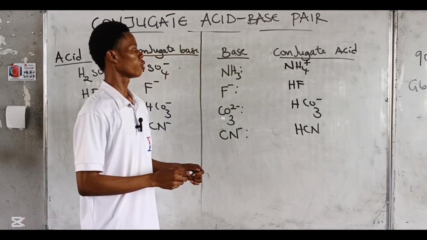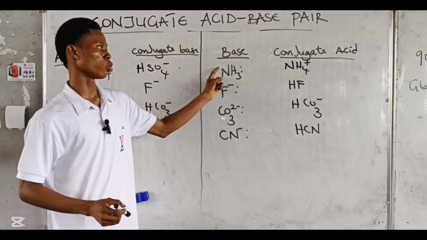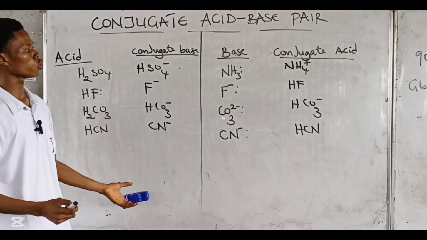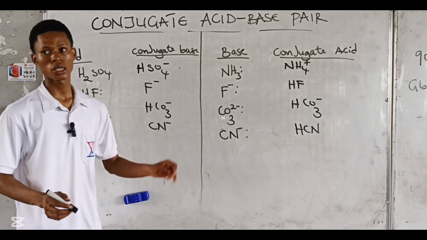So you see that if the base accepts a proton, it becomes a conjugate acid. If the acid donates a proton, it becomes a conjugate base. So these are examples. Write this down. Let's continue.